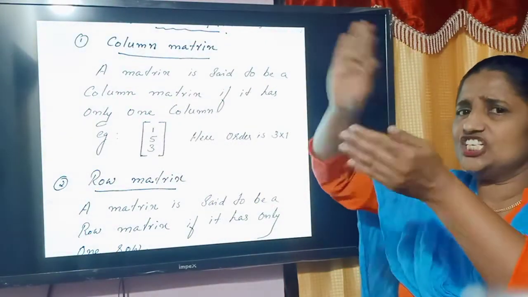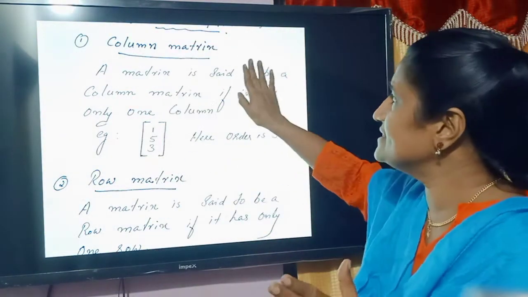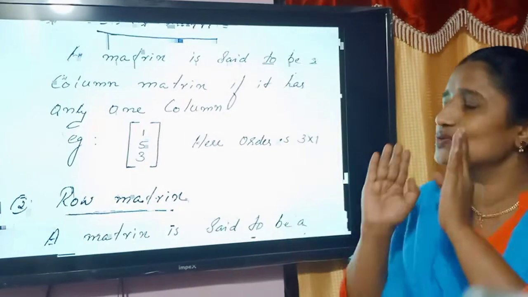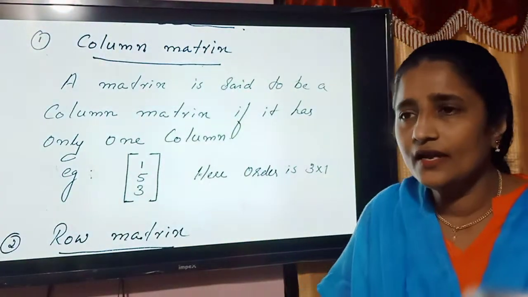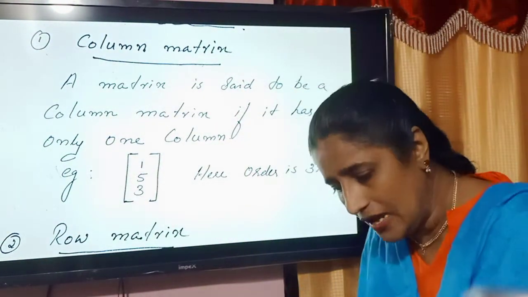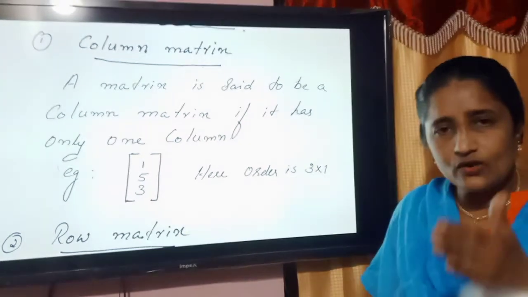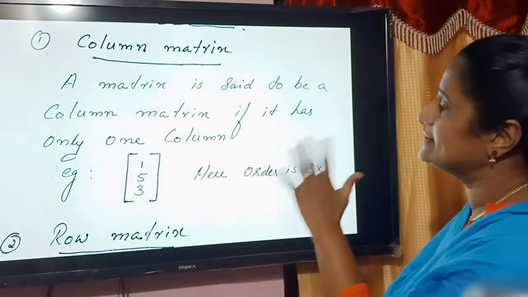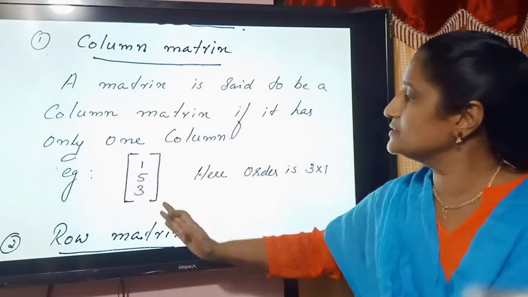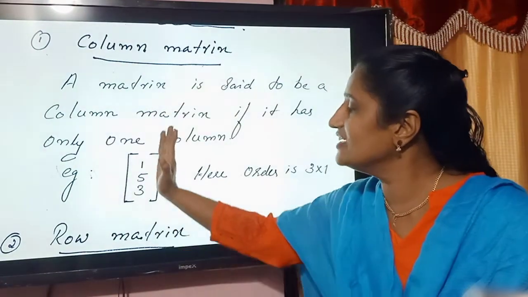Now, what is the definition of column matrix? A matrix is said to be a column matrix if it has only one column. Column matrix means it has only one column. Can you see an example? See the example of a column matrix: 1, 5, 3.